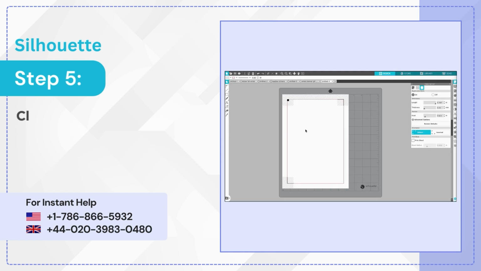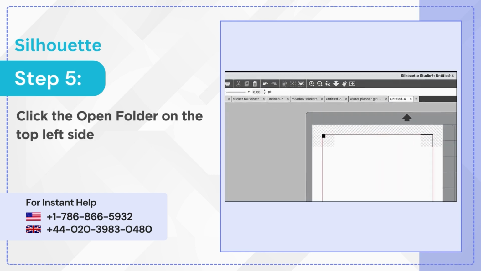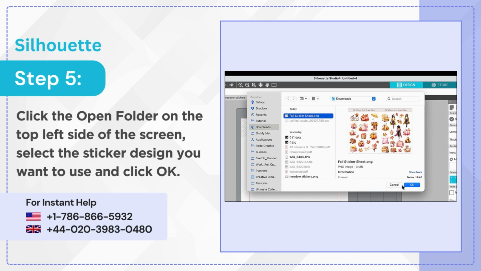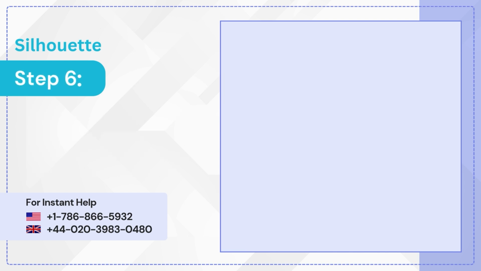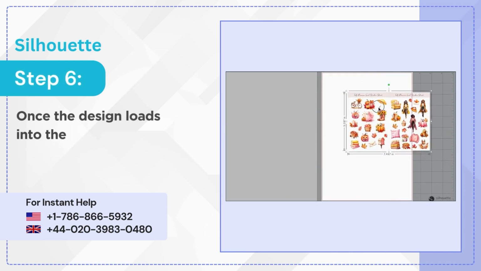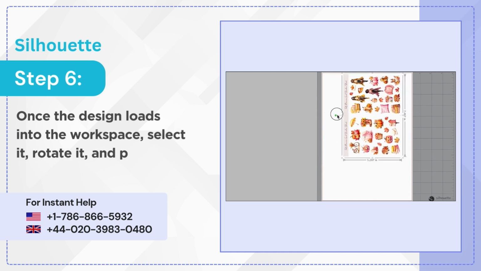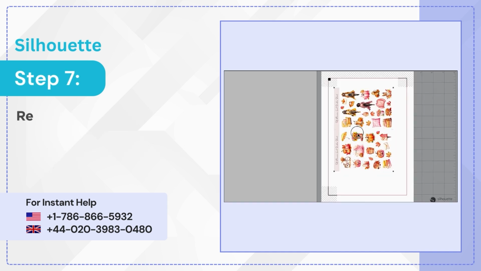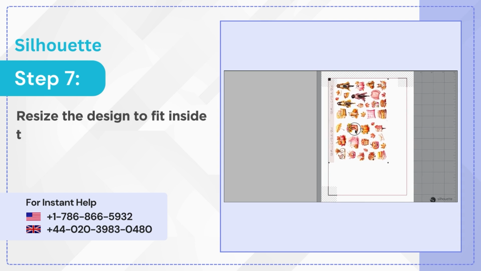Step 5. Click the Open folder on the top left side of the screen. Select the sticker design you want to use and click OK. Step 6. Once the design loads into the workspace, select it, rotate it, and place it in the middle. Step 7. Resize the design to fit inside the media.